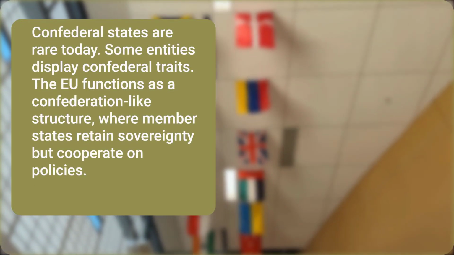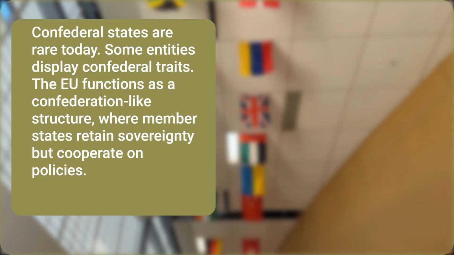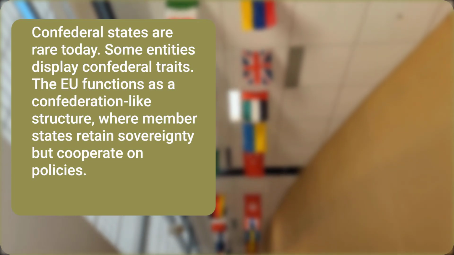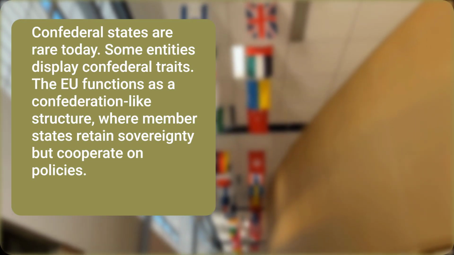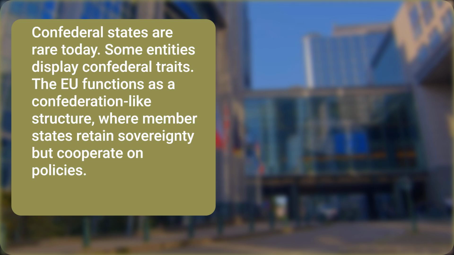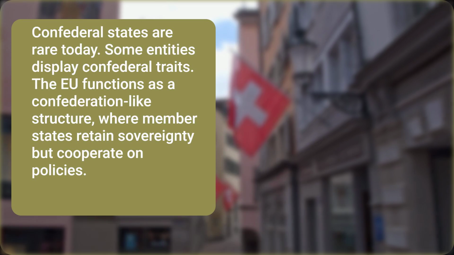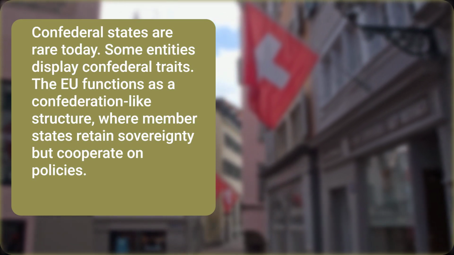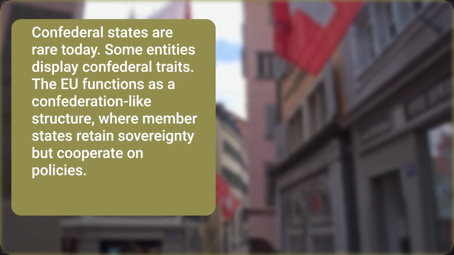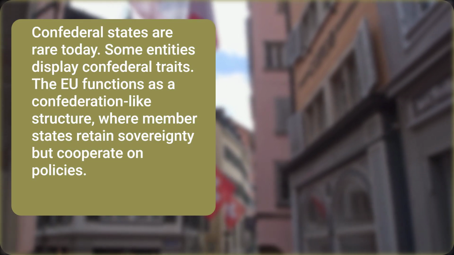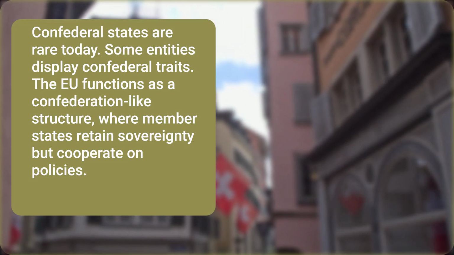Examples: confederal states are quite rare today, as most countries operate under federal or unitary systems. Nevertheless, some political entities display confederal traits. For example, the European Union, EU, functions as a unique confederation-like structure where member states retain sovereignty but cooperate on various policies. Historically, Switzerland was a confederation until 1848, but it has since transitioned into a federal state. The United States initially operated under the Articles of Confederation before transitioning to a federal system in 1789.